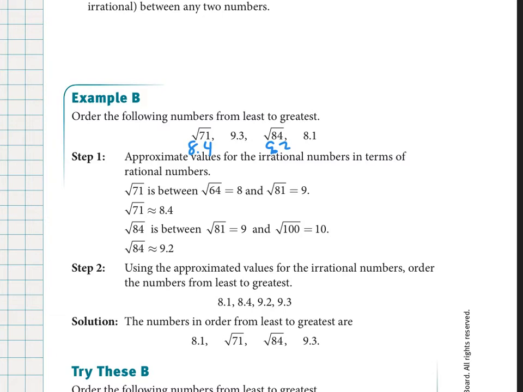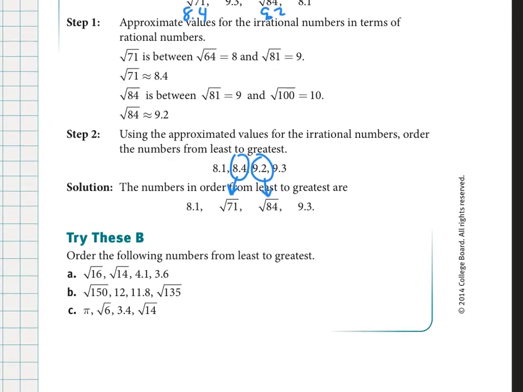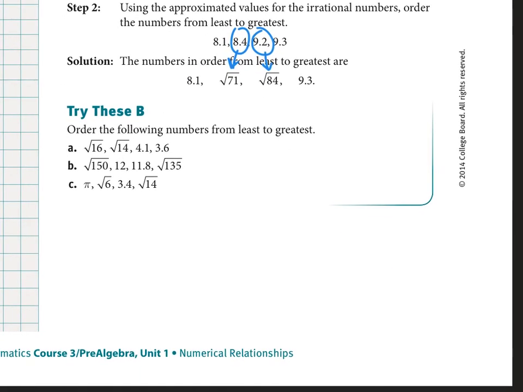So just converting those back, the 8.4 was originally given as the square root of 71, and the 9.2 was our estimate for the square root of 84. So that would put them in order. Let's see if we can do one on our own here. Let's take a look at try these B. Okay, and let's do part A first.